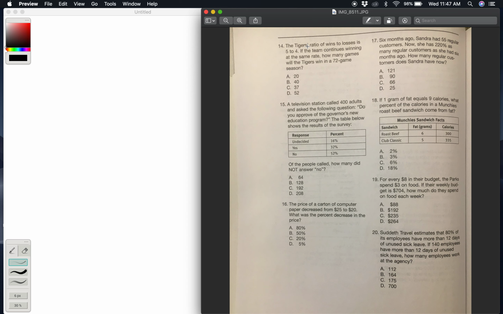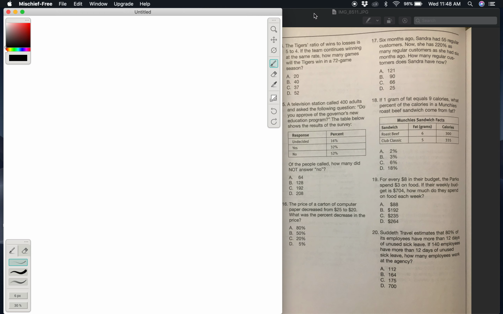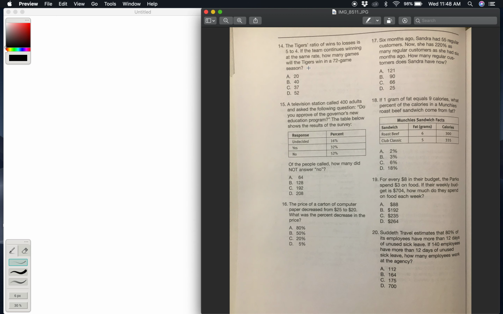Okay, so the Tigers' ratio of wins to losses is 5-4. If the team continues winning at the same rate, how many games will the Tigers win in a 72-game season? So I encourage you to try and figure this out before I explain it. See if you can get it. Word problems can be a little confusing, so trying to think how they actually think is beneficial and see if you got it right or not.